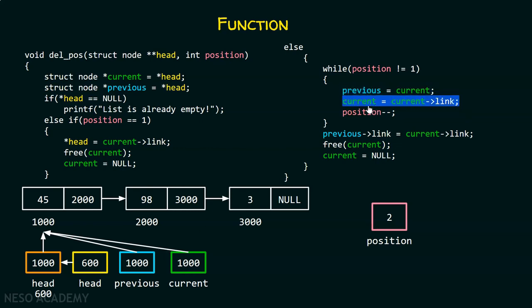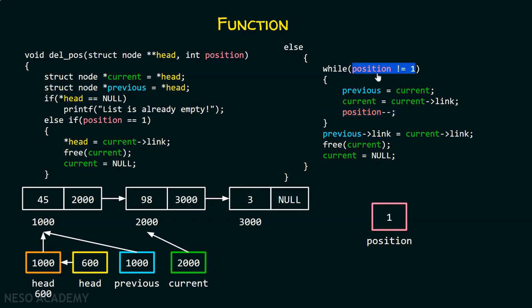And then after that, we will update the current by current link. That is, we will replace this address by the address 2000 so that it can point to the second node of this list. We know that current pointer must point to the node that we want to delete and previous pointer must point to the node just before the node we want to delete. We can see over here that previous pointer is pointing to the first node of this list and current pointer is pointing to the second node of this list. So this code is working fine. After this, we will decrement the position by 1. That means we will decrement this value by 1 so that it becomes 1.